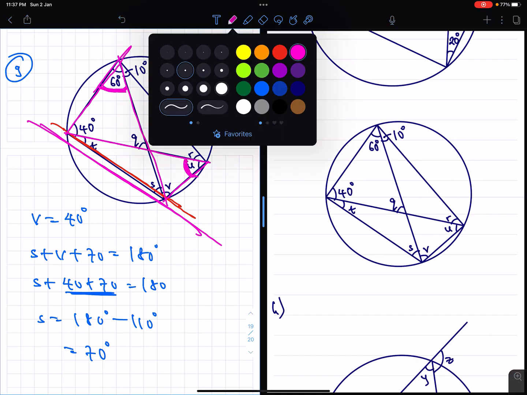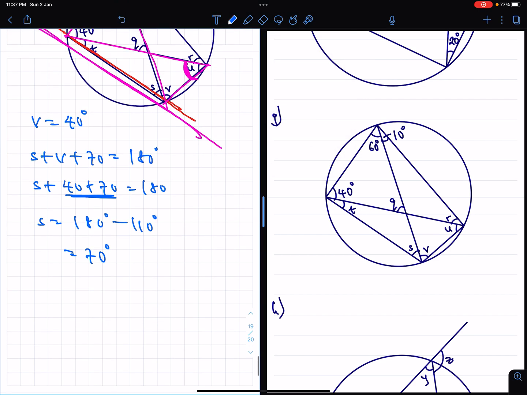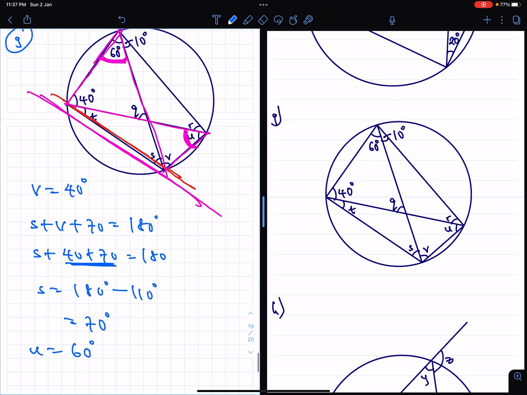So U is equal to 60, very simply. Angles in the same segment, U equals 60 degrees. And the reason for that is angles in the same segment. Now to the next.